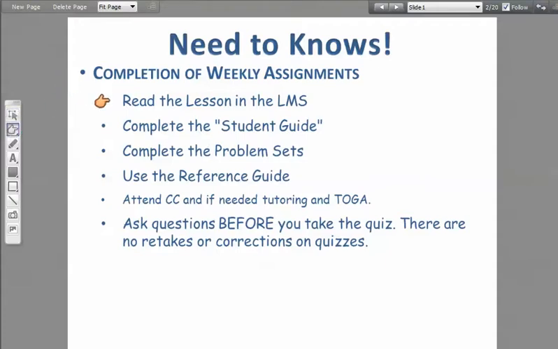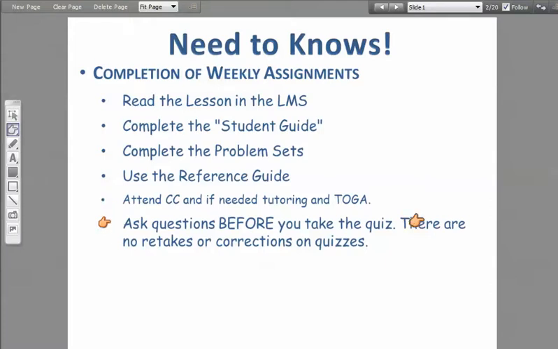When you get finished with the video, please read the lesson in the LMS, completing your student guide at the same time. Then work on the assigned problems in the problem set. Be sure to read through the pages in the reference guide to help you get more understanding, and be sure to attend CC, and if you need to, attend tutoring in TOGA.